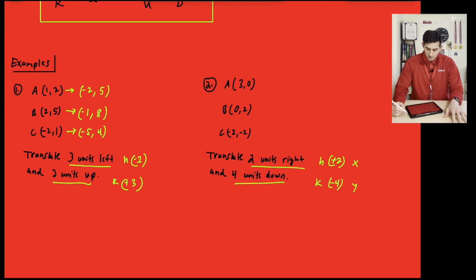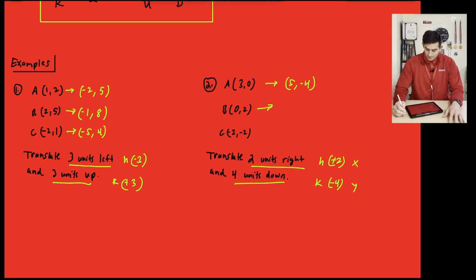Okay, so A is (3, 0). So x is 3. Let's add 2 to that. So that would be 5. And then 0 is the y coordinate, and let's subtract 4. 0 minus 4 is just -4. So (3, 0) ends up at (5, -4).